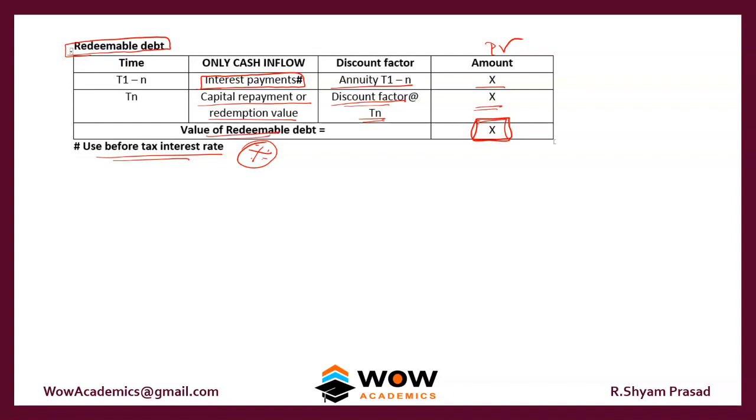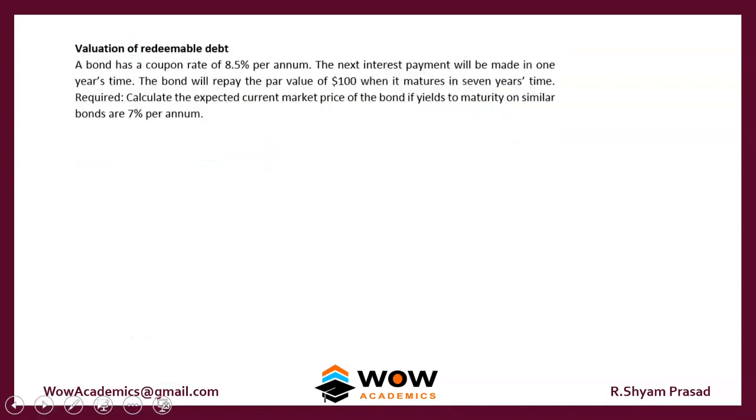So the key part to remember here is the interest payment is before tax, okay? This is very, very important. So ensure that you remember it always. We'll move on. So we have a question here. A bond has a coupon rate of 8.5% per annum. The next interest payment will be made in 1 year's time. The bond will repay the par value of 100 when it matures in 7 years' time. Calculate the expected current market value of the bond if yields to maturity on similar bonds are 7%.